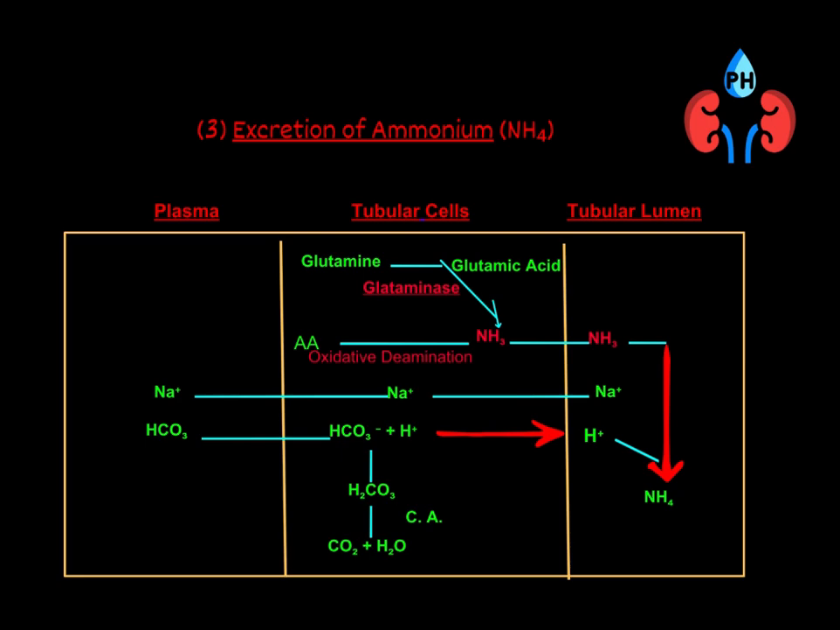In acidosis, glutamine metabolism increases, producing more ammonium ion, up to 200 millimoles per day compared to a normal 30 to 40. This mechanism is vital in conditions like renal tubular acidosis, where acid excretion is impaired.